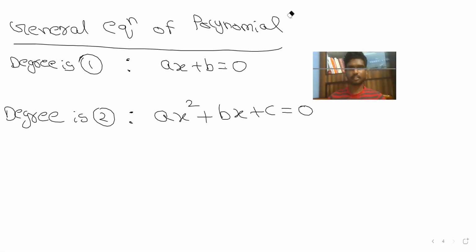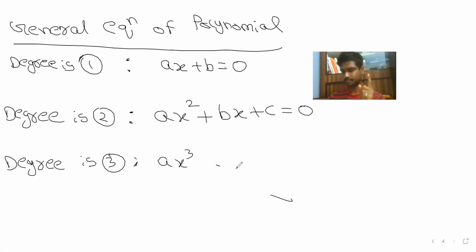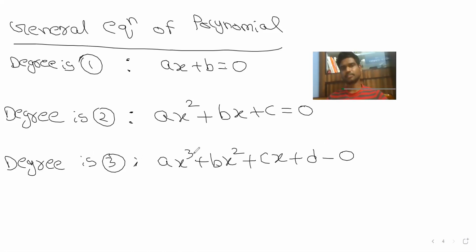Now tell me when the degree is 3. For a cubic polynomial, it will be ax cube plus bx square plus cx plus d, right? It means the power is decreasing from 3 to 2, 1 and 0. Here it is x to the power 0, right? That's why it is so. So these are the general equations of the polynomial.